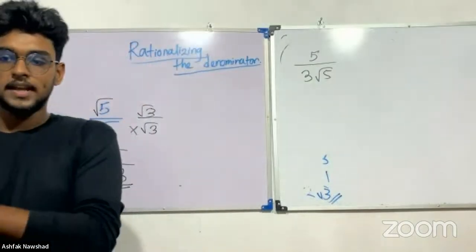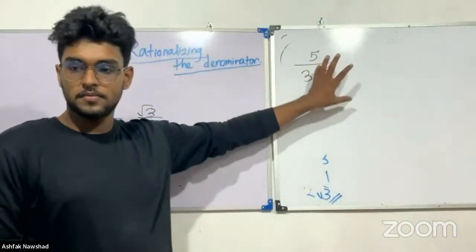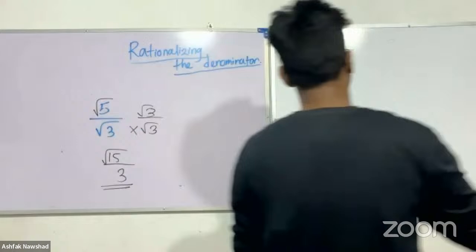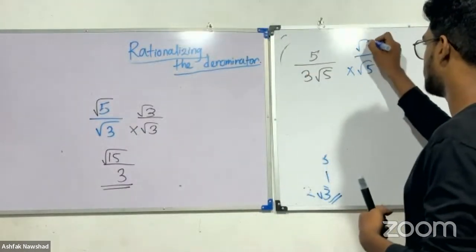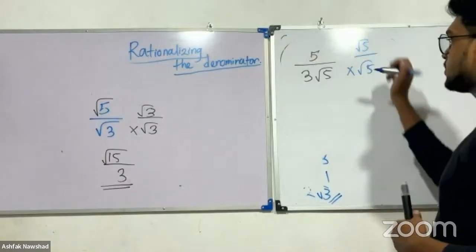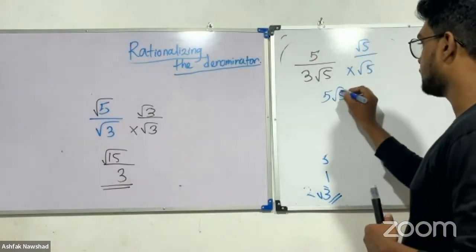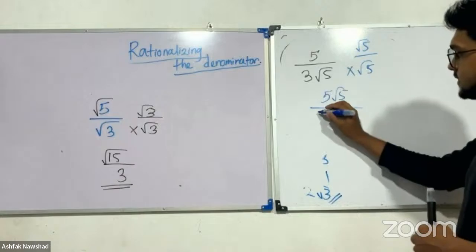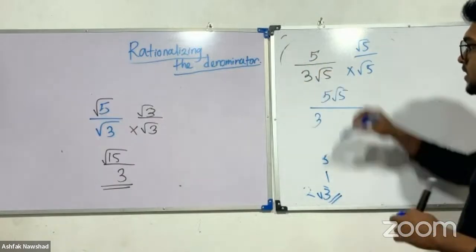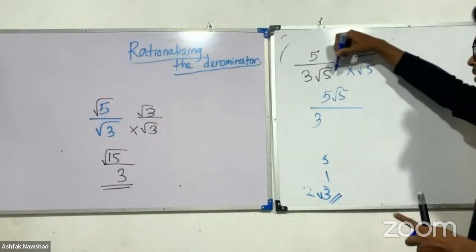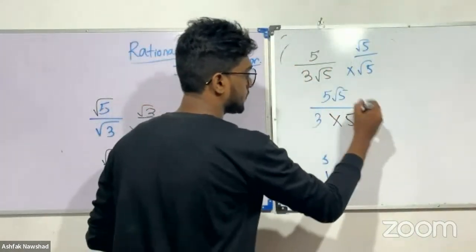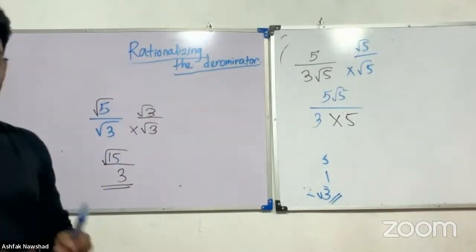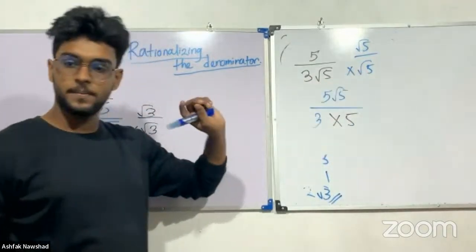Yeah, we have to take only the surd, root 5. So we have to remove that surd. So we multiply it by root 5. 5 times root 5 is 5 root 5. The 3 just exists, don't bother about it. Root 5 times root 5 gives us 5. The root gets removed.